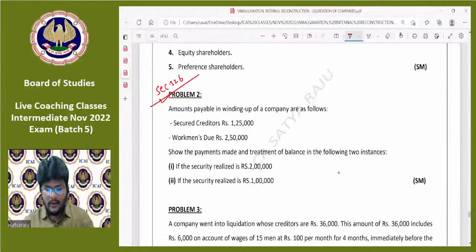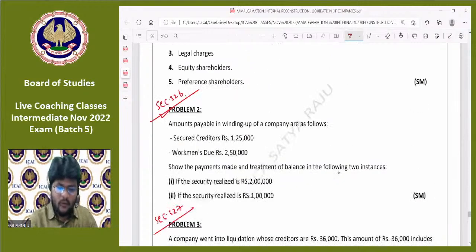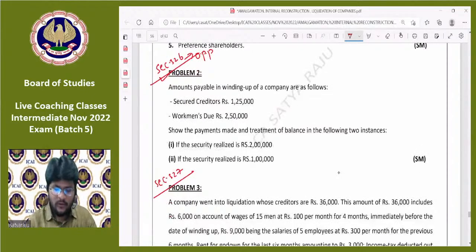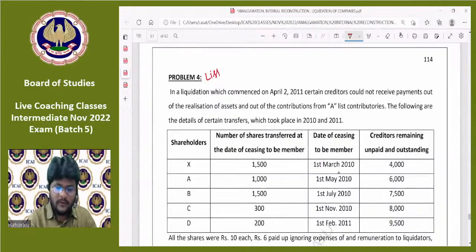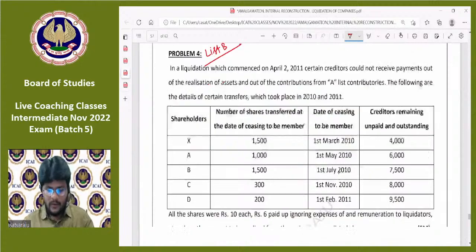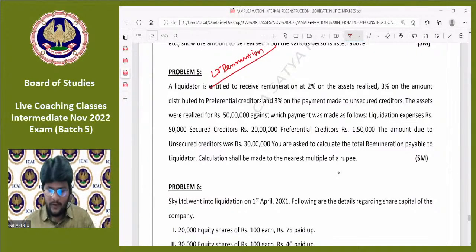Okay. Problem number 3 is related to section 327. 326 is related to overriding preferential payments. 327 is related to preferential creditors. Both types of problems we covered. Problem number 4 is related to list B contributories. We have not yet touched it. Problem number 5 is related to liquidator remuneration, as I discussed, which forms part of the liquidator final statement.